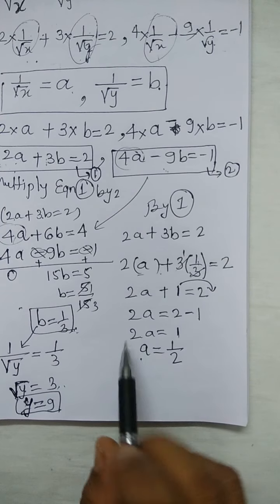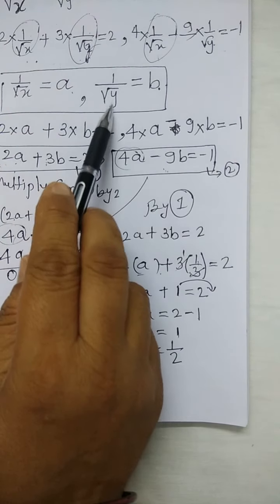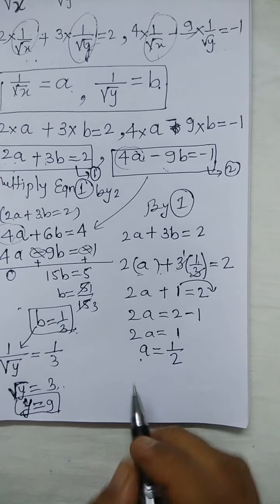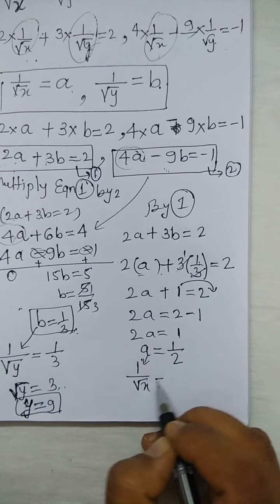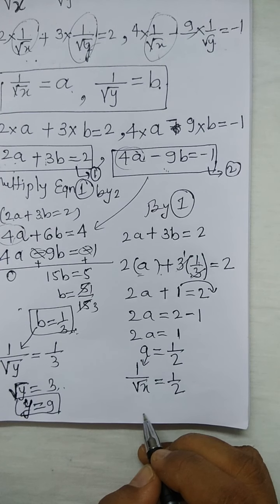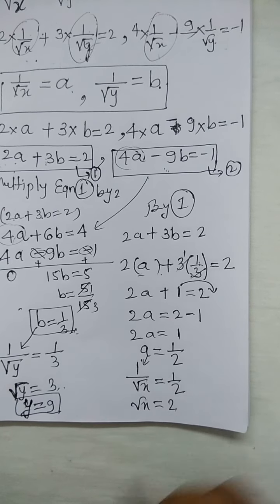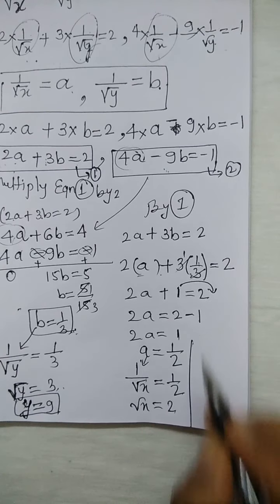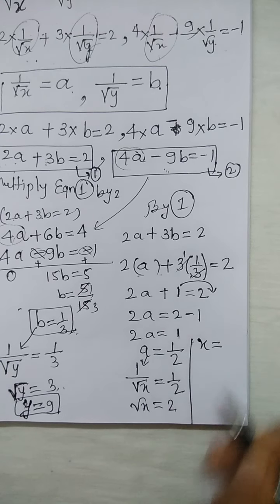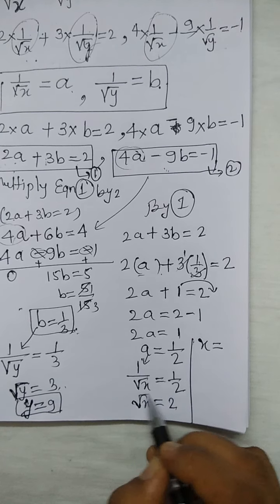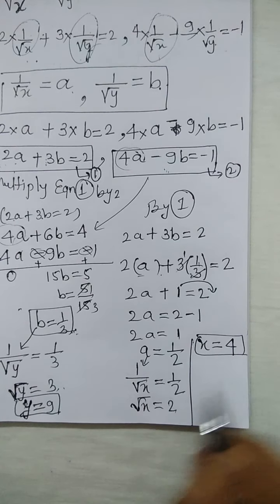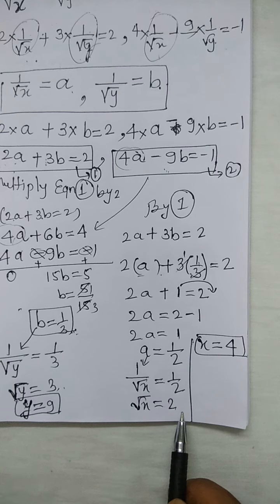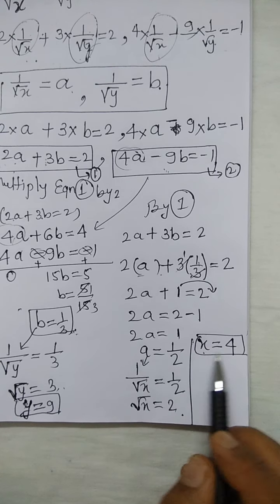But what is the value of a from substitution? 1 by root x. So a I am writing as 1 by root x equals 1 by 2. Okay, so root x will be equal to 2. Then x is equal to how much? Whose square root is 2? 4. So x value is 4. Square root of 4 is 2. That's why x value is 4.